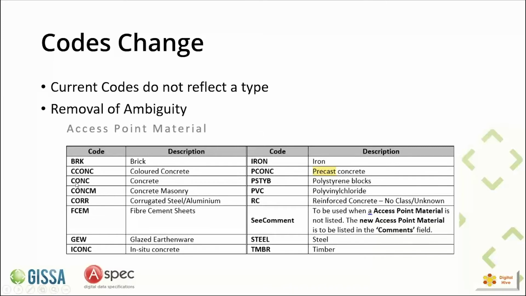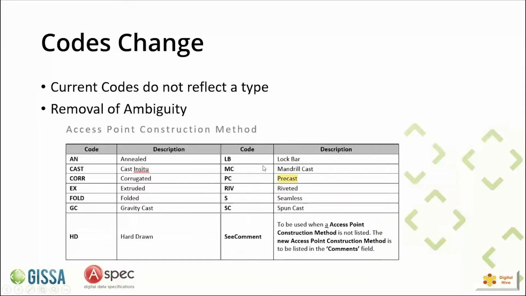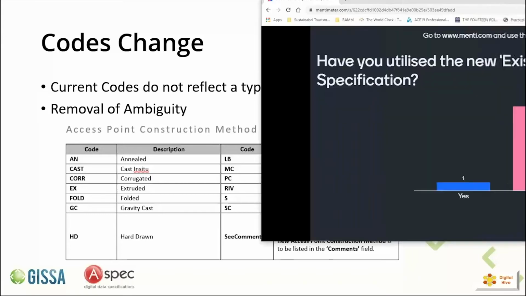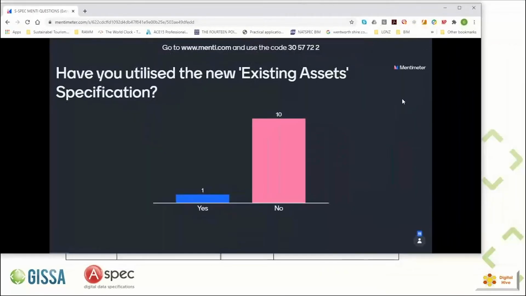So effectively, we already have concrete listed on the left-hand side of the table. Precast concrete will no longer be available as a material option because under the access point construction method, we already have a method of precast. So that way it will remove the ambiguity there. You can see that we've gone past a couple of Menti questions, so I'm going to just catch up on our Menti questions right now.